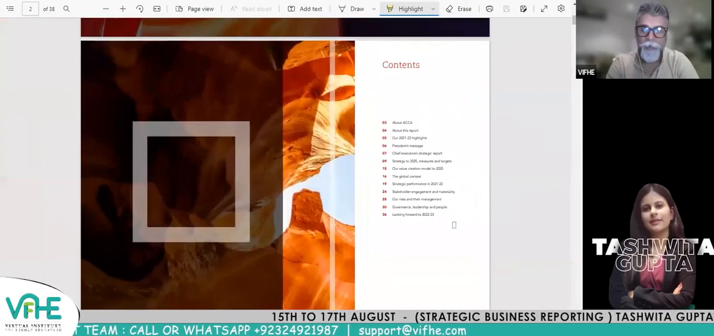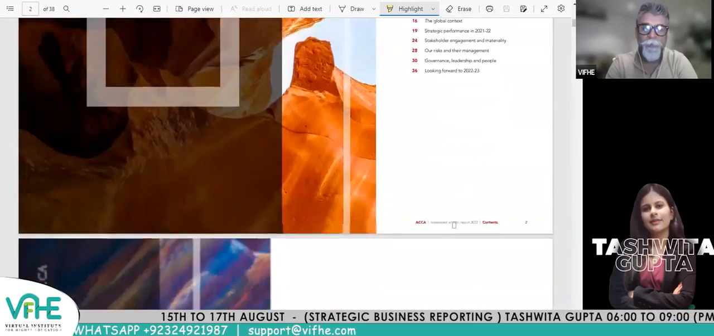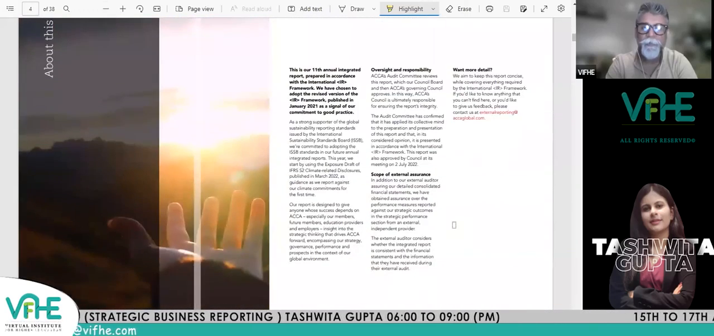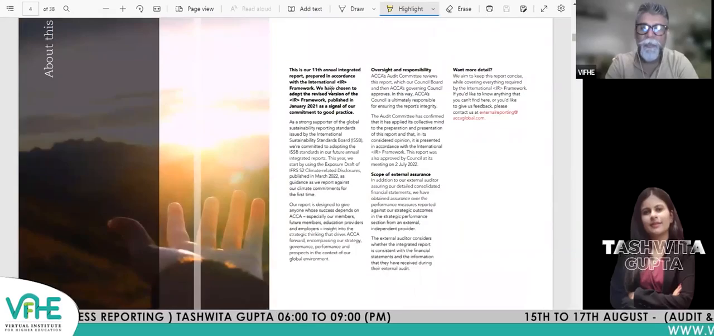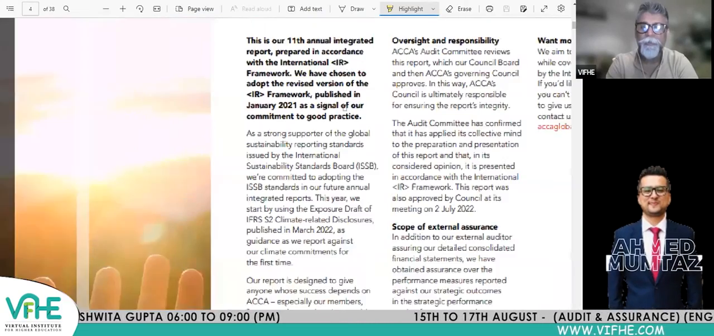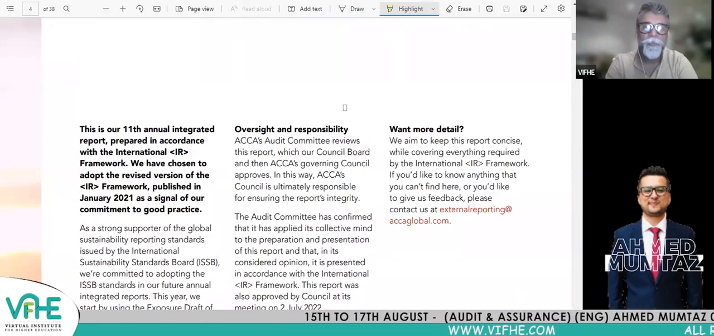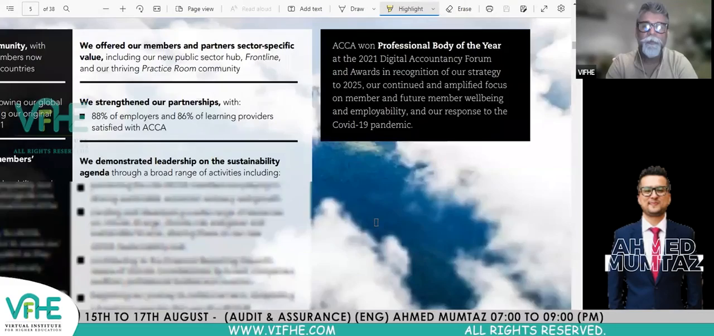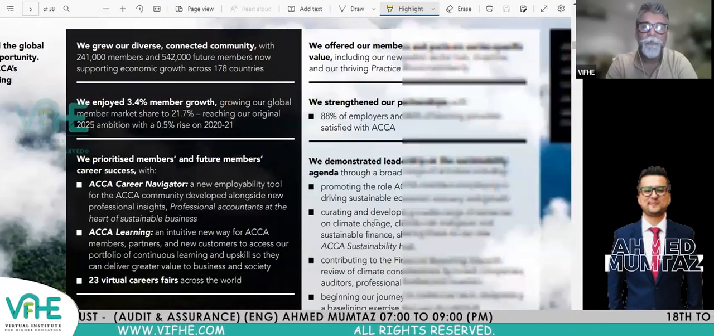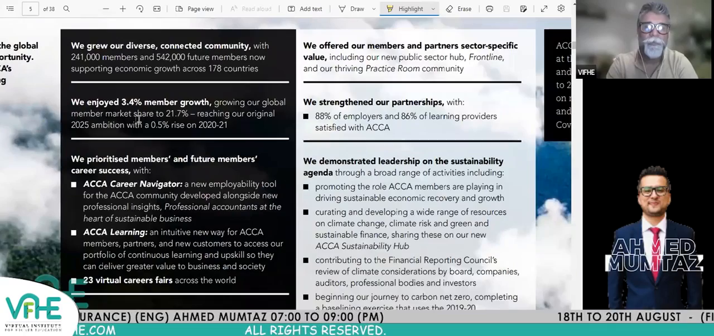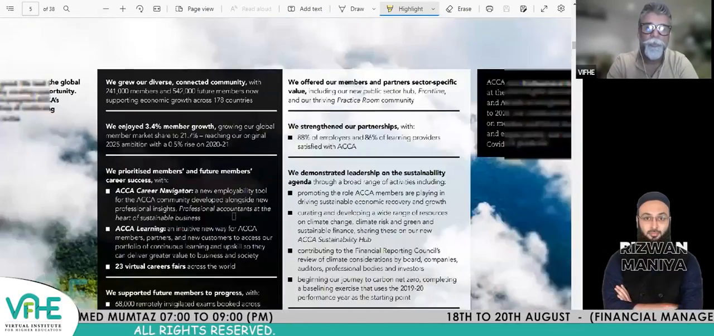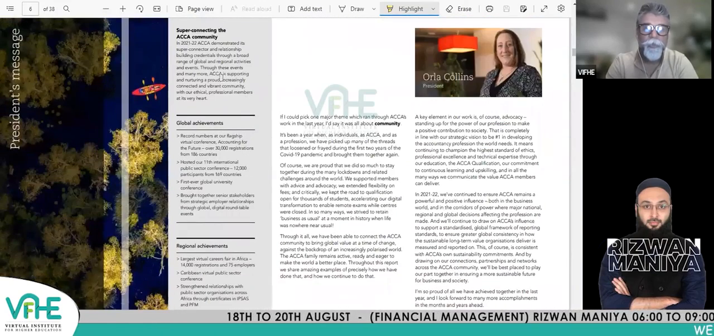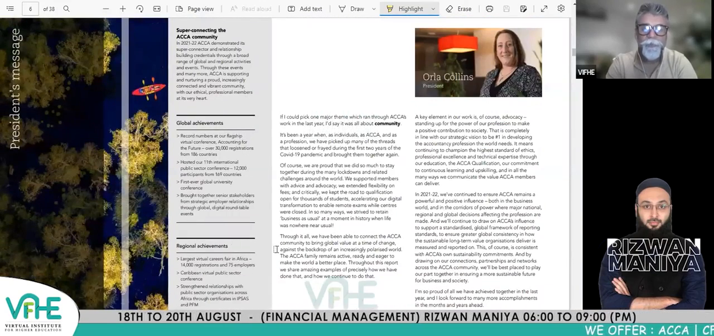As I said, there is no hard and fast format. So something about ACCA. This is our 11th annual integrated report. Very interesting, 11th integrated report. Okay. And what's there? Some growth drivers, members growth. All this, some basic information is there. Community, global achievement, regional achievement.